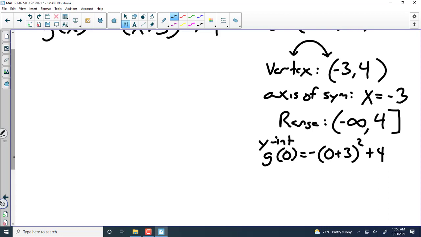Because what you have here is you have 0 plus 3, which is 3. You have 3 squared, which is 9. It becomes a -9. You add 4 to that, and you get a -5. So our y-intercept is 0, -5. It takes a little bit more work to get it. Not a ton of work, not brain-destroying work, but it does take some work.